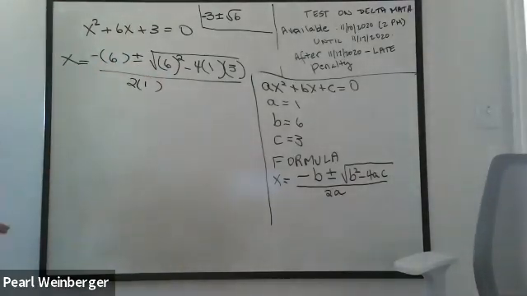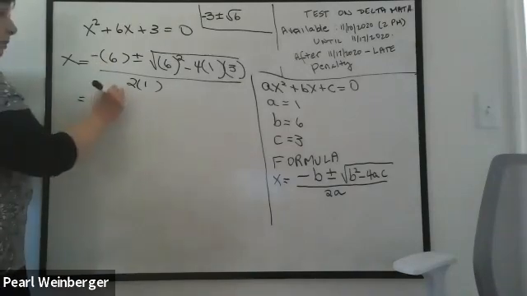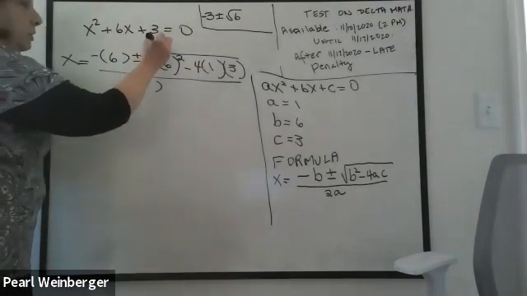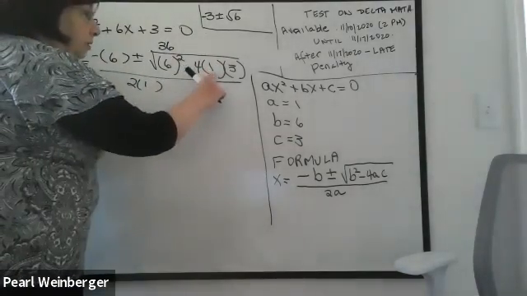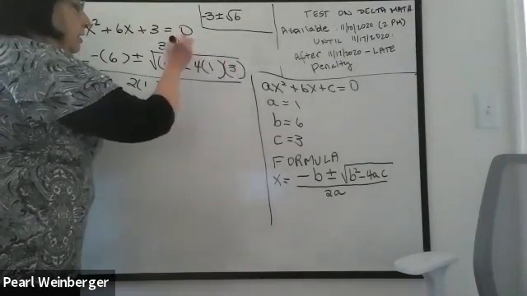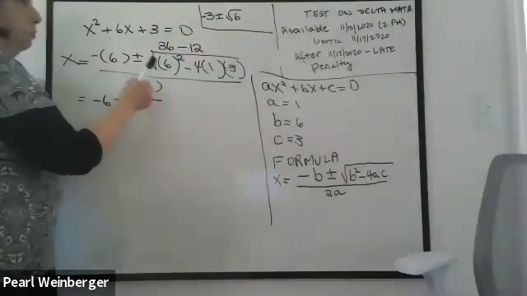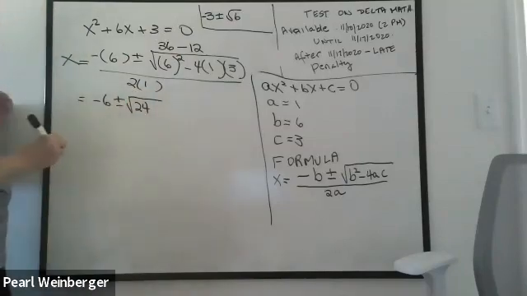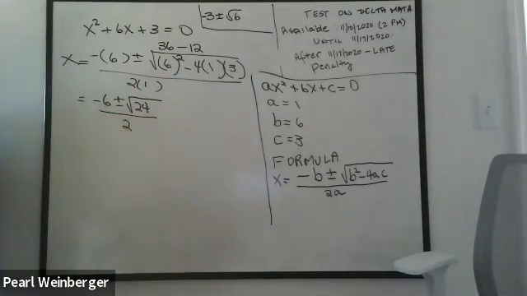And now it's a matter of simplifying. So this becomes, well, a negative in front of a parentheses is just the negative. That's negative 6, plus or minus. Now here's the important thing, the hard part. 6 squared, which I know is 36. And this is negative 4 times 1 is negative 4, times 3 is 12. So this becomes 36 minus 12. So in my parentheses, 36 minus 12 becomes 24. That's what goes inside the radical, over 2 times 1, which is 2.